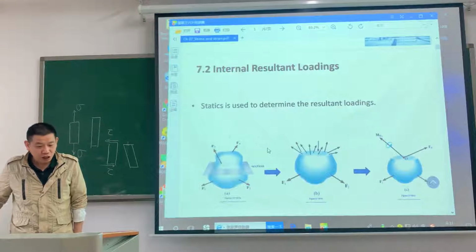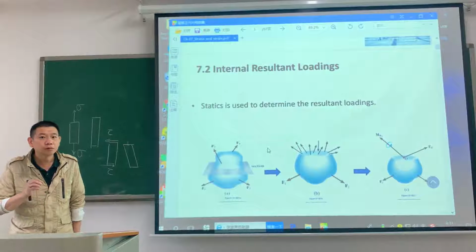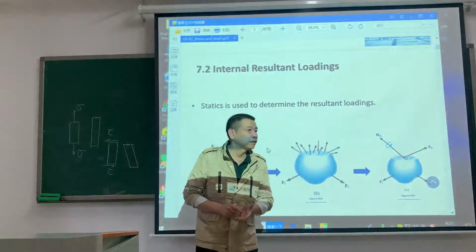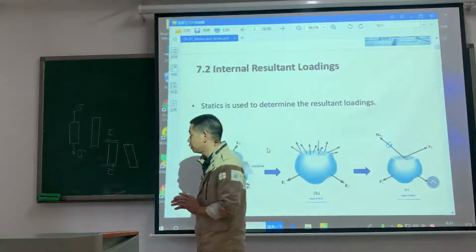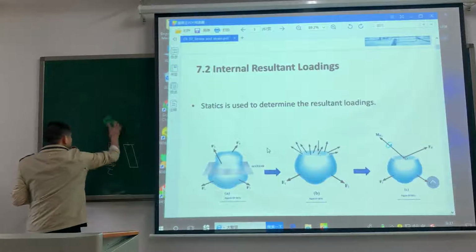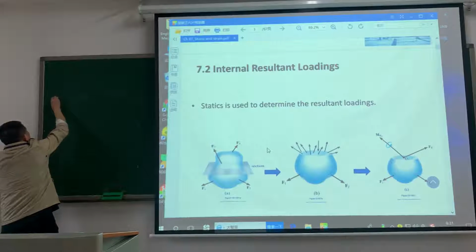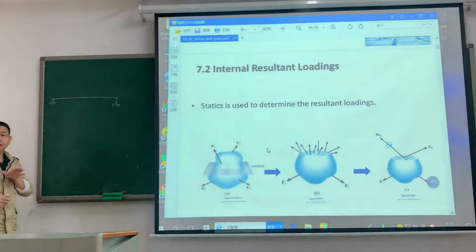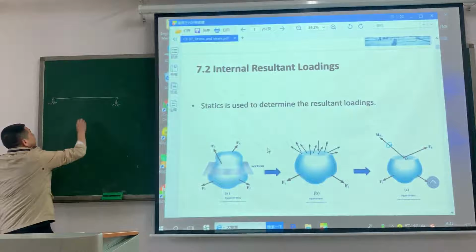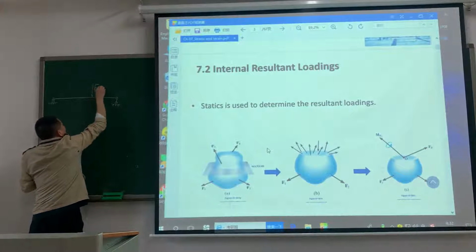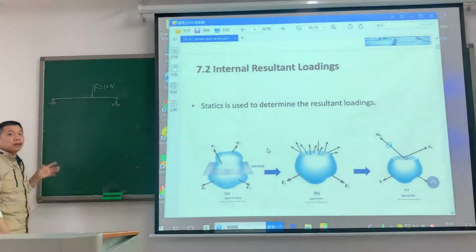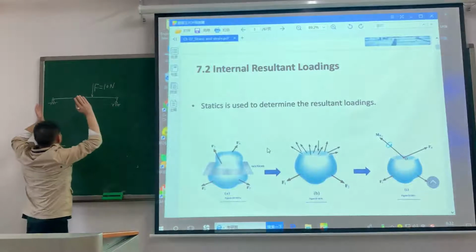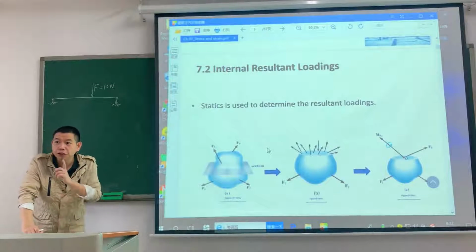First, I will introduce how to find the internal loading. Because we don't know statics, I have to introduce the basic knowledge. This belongs to statics. The first one: suppose this is a pin. A force F of 10 Newton is acting on it. How do we find the reactions at the two ends? Do you know?